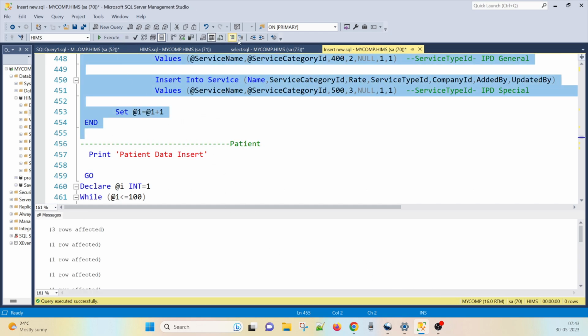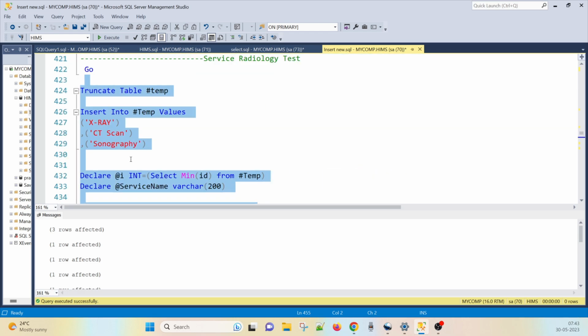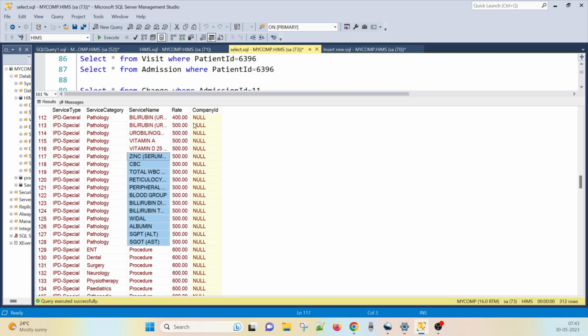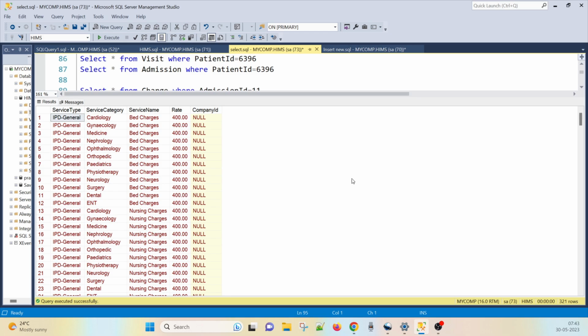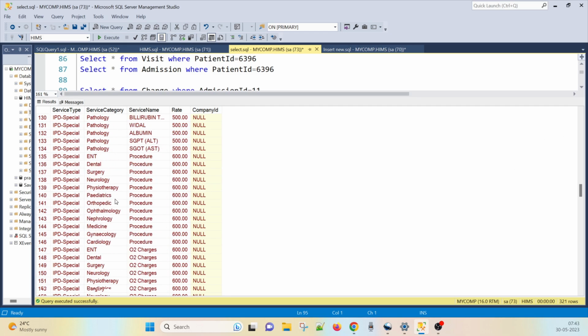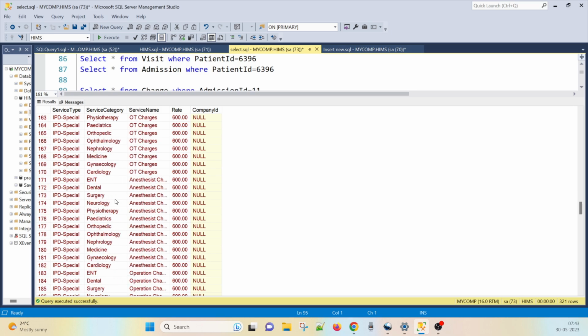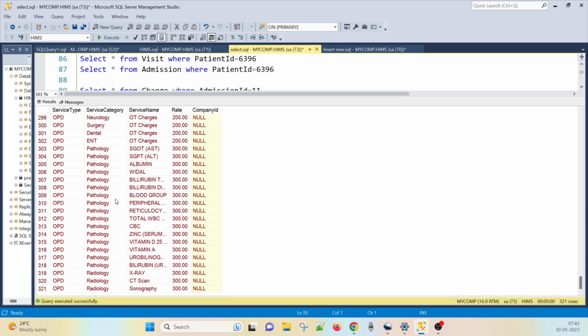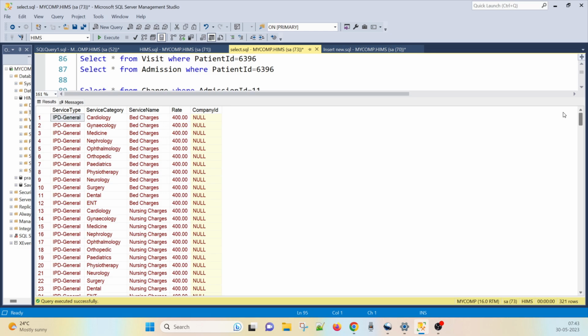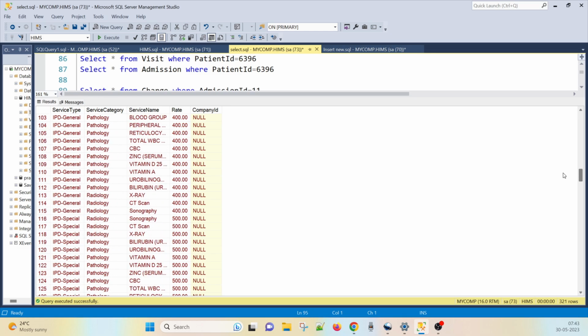Correct? Okay. And how many records are affected? Yeah, three records, one record. And let's see, execute this. So in radiology also, you will get the different services, like you could see pathology and, yeah, this is the X-ray, radiology.